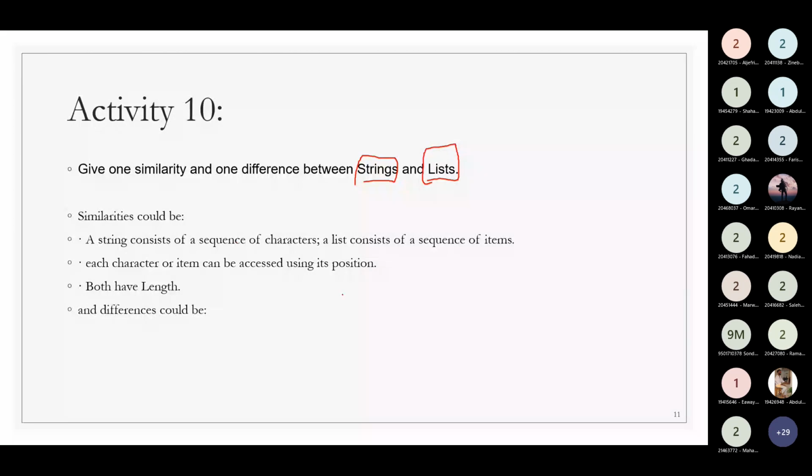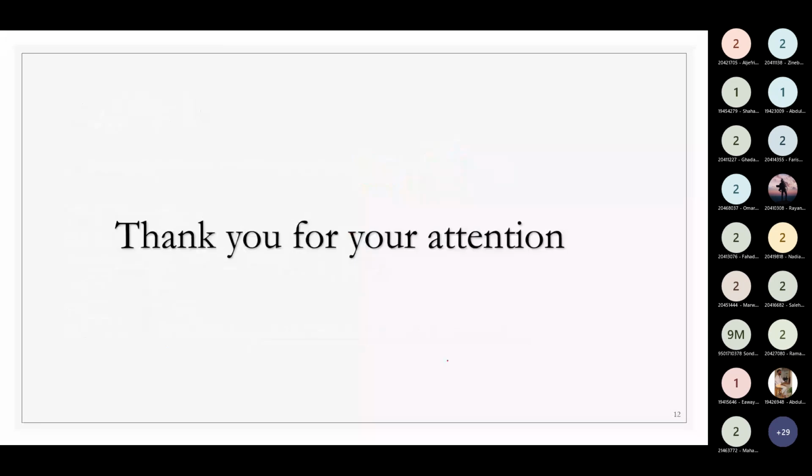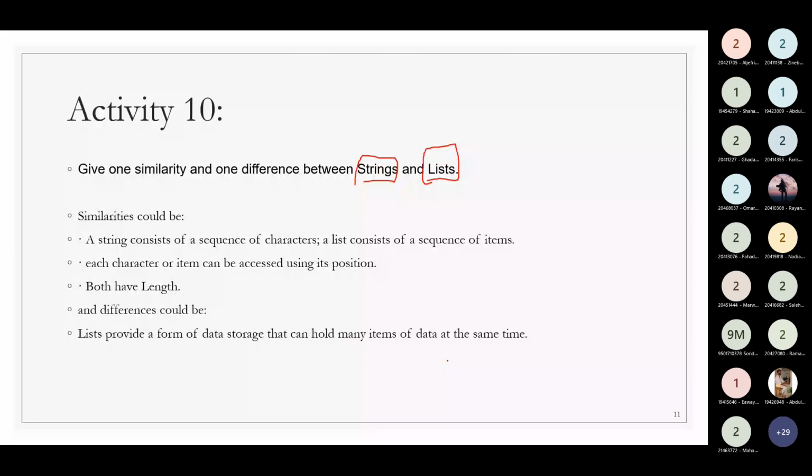Now for the differences. What are the differences between strings and lists? Good. We can add an item at a specified position. Yes, good. So the list provides a form of data store that can hold many items at the same time. And in the list we can have some inserts, some replaces, that we cannot have in the string.